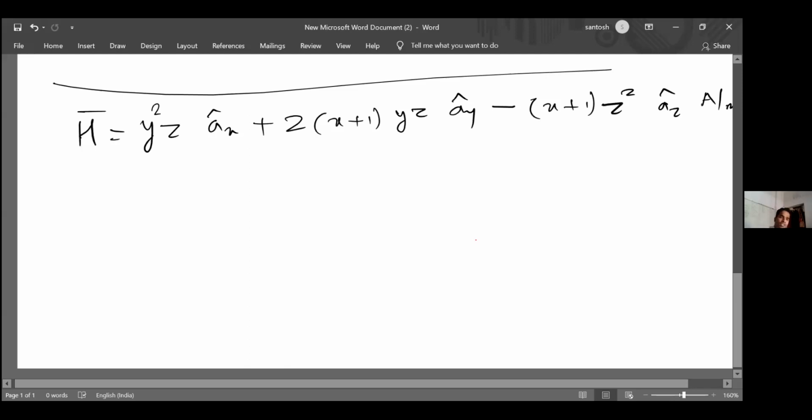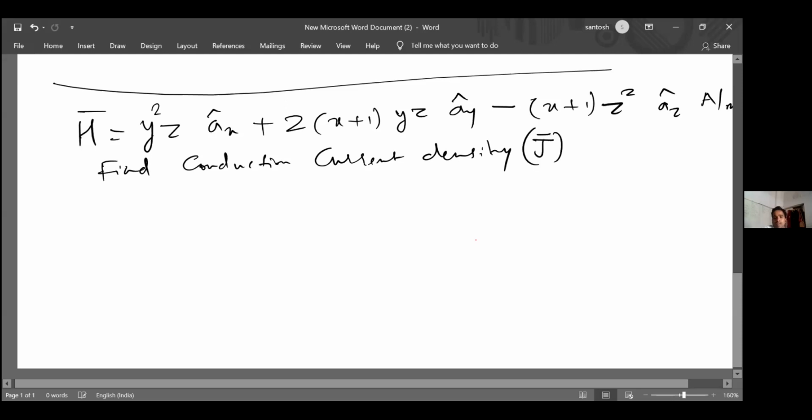Find the conduction current density. What is that? That is J bar, at a point. At the point 2, 0, minus 1. So let us first find this, and then we'll do the next part, which is based on integral.